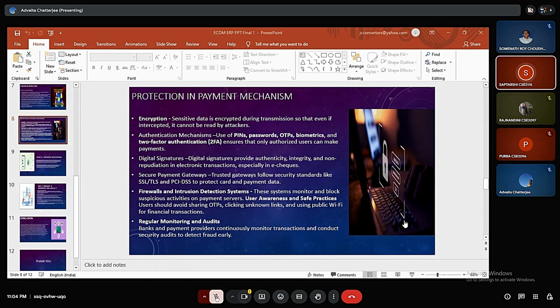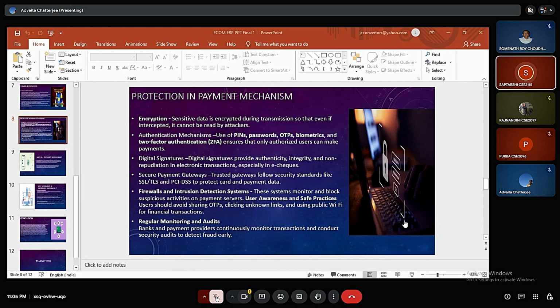Digital signatures are used to verify the authenticity and integrity of transactions, especially in systems like e-checks or in the banking system. Secure payment gateways follow standards like SSL, TLS, and PCI DSS to protect card and payment data. Finally, firewalls and intrusion detection systems monitor suspicious activities and block cyber attacks.